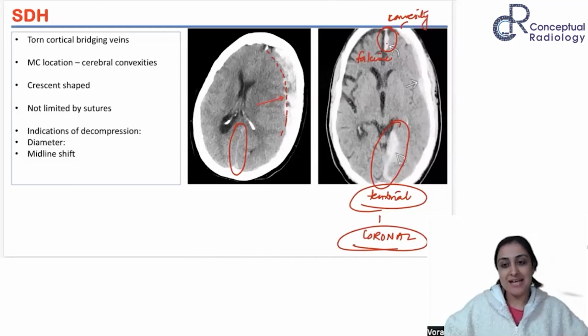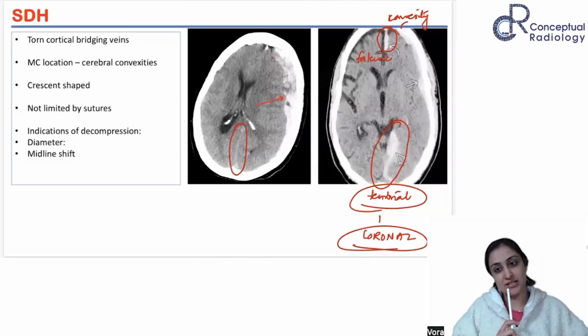Falx calcification versus falcine sign SDH, the difference is the density, right? So calcification is going to be far more dense than this. So density will help. All right, what was I saying? Yeah, so the shapes won't help us more. It will basically be the location, whether it's crossing the sutures or not. So basically it's the suture crossing and presence at the midline.